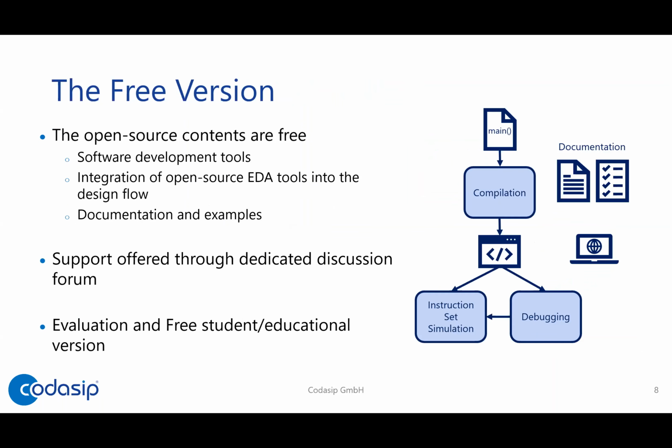Codasip offers 2 versions of the SSP, with the first being the free version. We took the position that everything that is originally open source will remain part of the free package. This includes all software development tools, integration for open source EDA tools, and a free open source RTL simulator. The free package is aimed at students and the education user base. Support is provided via dedicated discussion forum.